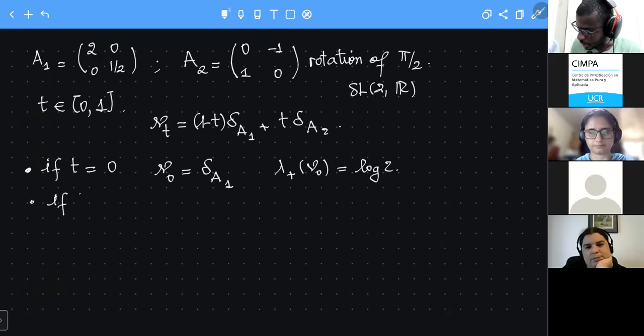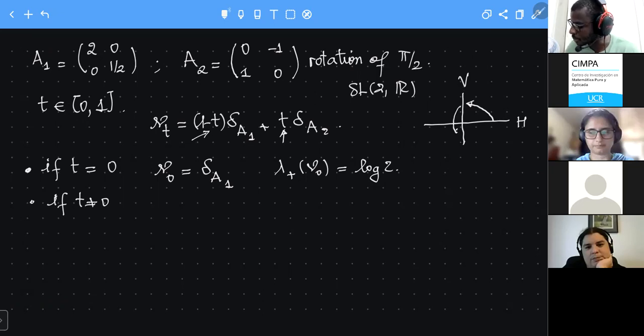And if t is different from 0, this never vanishes, so there is a positive probability of choosing A2. The action of A2 is just exchanging the horizontal and the vertical direction: it maps the horizontal direction to the vertical one and the vertical direction to the horizontal one. Say you choose A1 n times. A1 stretches the horizontal direction by a factor of 2 and contracts the vertical direction by a factor of 2. If you then choose A2, it exchanges the directions, so what was expanding becomes contracting, and what was contracting becomes expanding. So you can prove that lambda plus in this case is just 0.